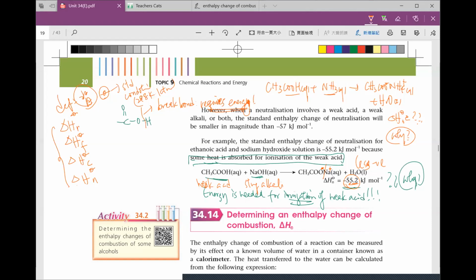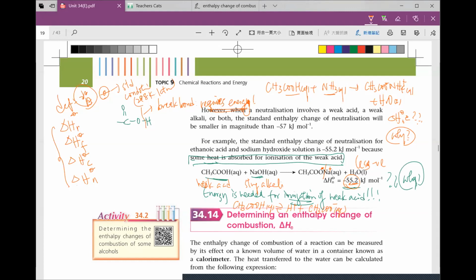So the equation will be CH3COOH(aq) reversible sign H+ plus CH3COO-. Do you still remember? This one is about ionization. In particular, you are going to break the bond here, so it will require energy. So even though the reaction releases heat, part of it will be used mainly for breaking those OH bonds. Do you understand?